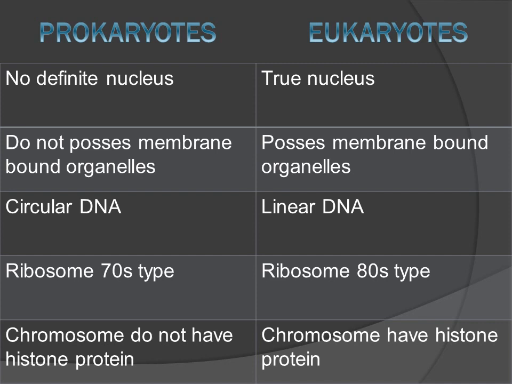Prokaryotes consist of ribosomes of the 70S type, while eukaryotes consist of ribosomes of the 80S type. One more difference is that histone proteins are absent in the chromosomes of prokaryotes, but in eukaryotes the chromosome consists of histone protein.